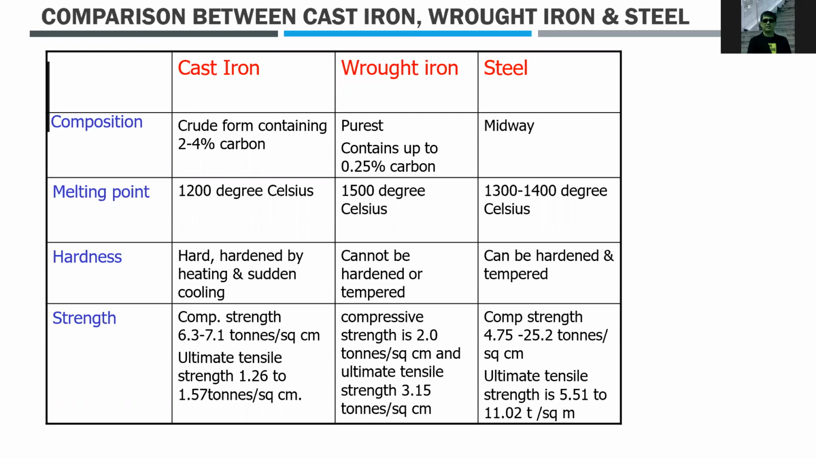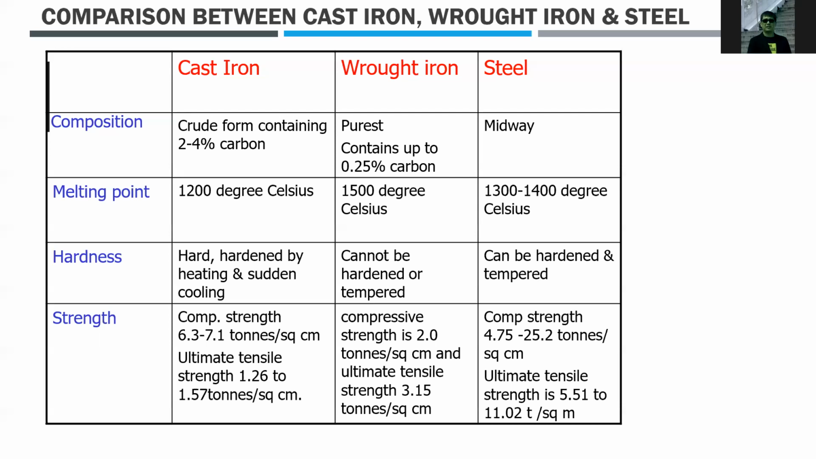Okay, so the compressive strength is lower, but the tensile strength is higher. Compared to cast iron, steel is midway between rough iron and cast iron. The melting point is 13,000 to 14,000 degrees Celsius. It can be hardened, it can be tempered. The compressive strength is 4.75 to 25 tons.